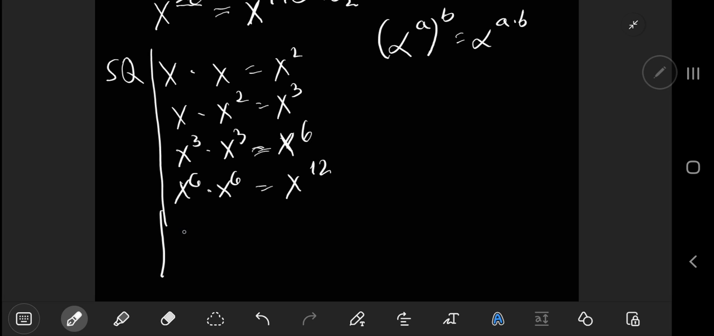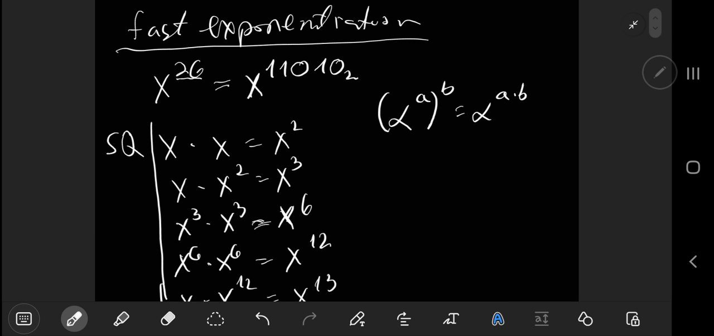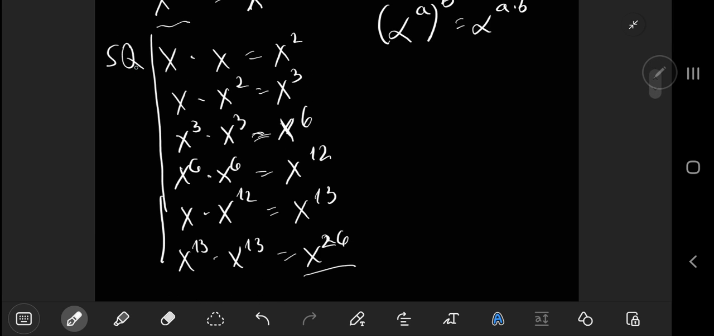And the next one will be x times x to the power 12, it's x to the power of 13. And the next one is x to the power of 13 times x to the power of 13, which is x to the power of 26, and this is what I wanted to get to. Now I started with squaring, and then I did multiplying by x, and then I did squaring of the number by itself, and then again squaring, and then I multiplied, and then I again squared the number by itself.